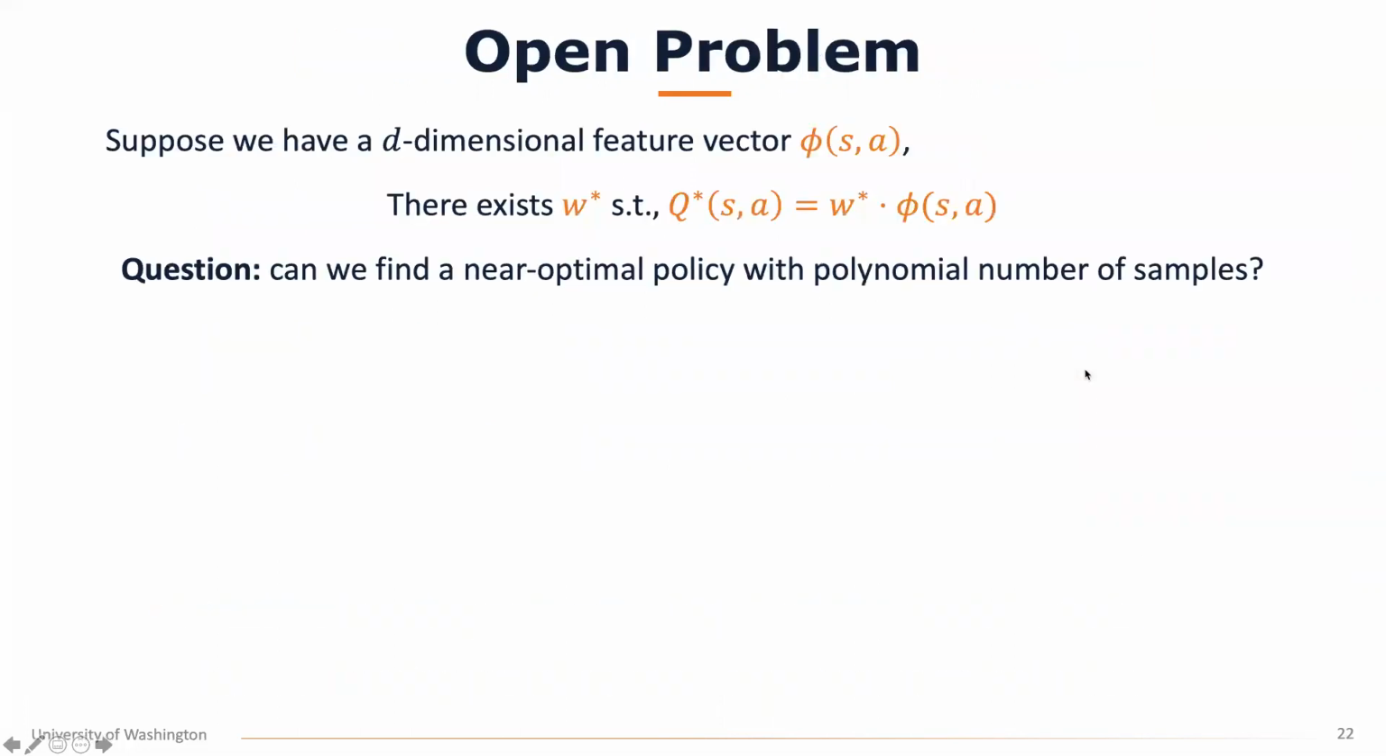I would like to mention one important open problem. It's very simple. We assume that in the linear case, there is a d-dimensional feature vector that can approximate the optimal Q function with zero approximation error. So this is the realizable case with linear functions. Then can we find a near-optimal linear policy with a polynomial number of samples? Remember, our lower bound only holds for the feature phi that can only approximately represent the Q star function.